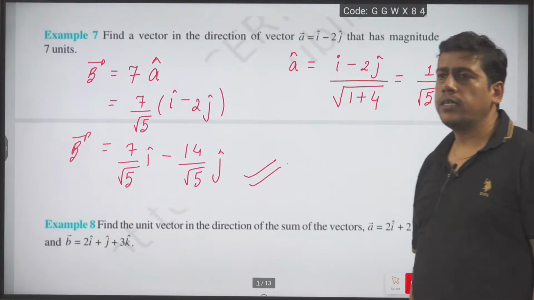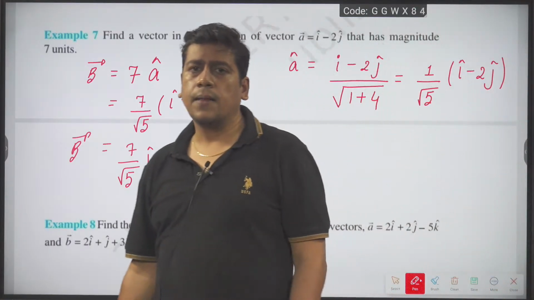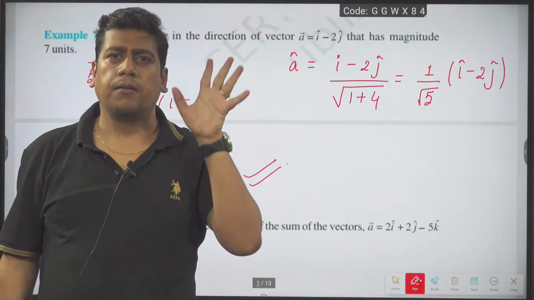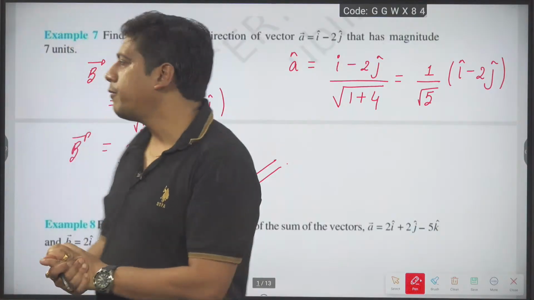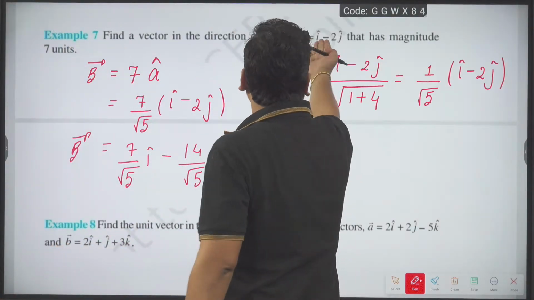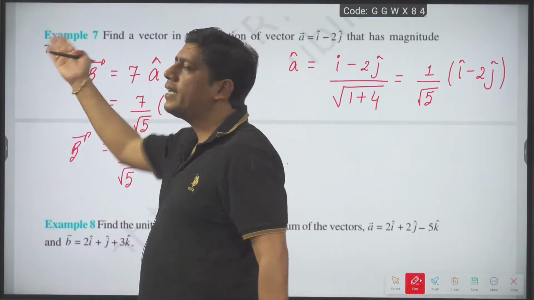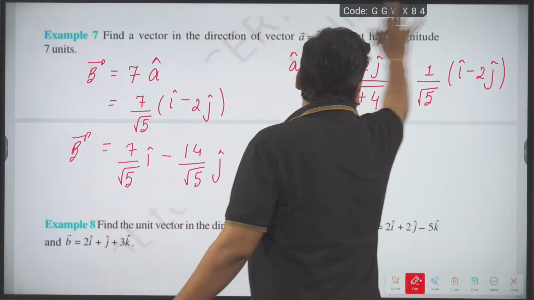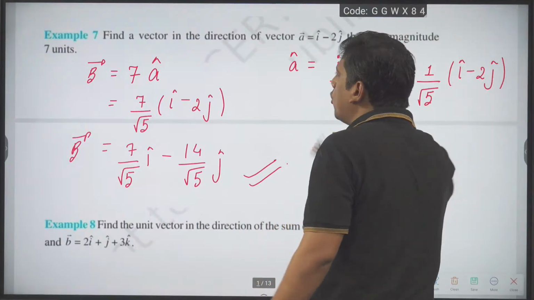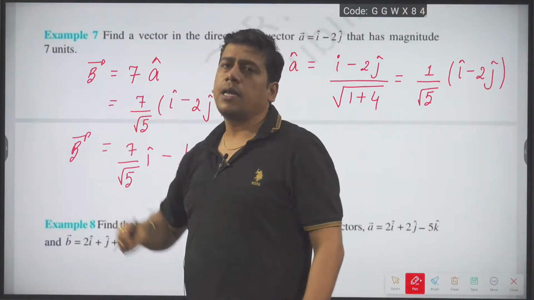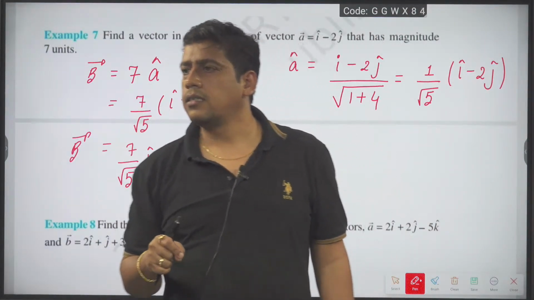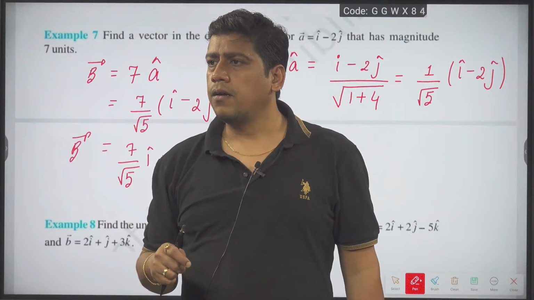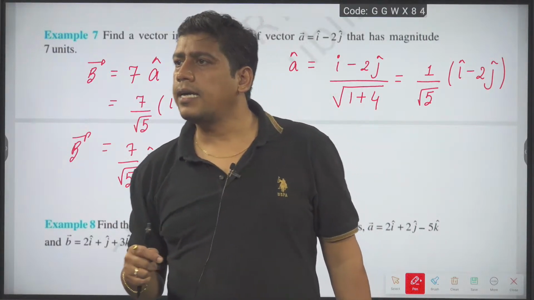So in such questions, find the unit vector and then multiply with whatever magnitude they demand. Like if they say in the same direction but with magnitude 8 units, up to this part the solution will be the same. Here I will multiply 8. Okay? Very good, Sandeep.